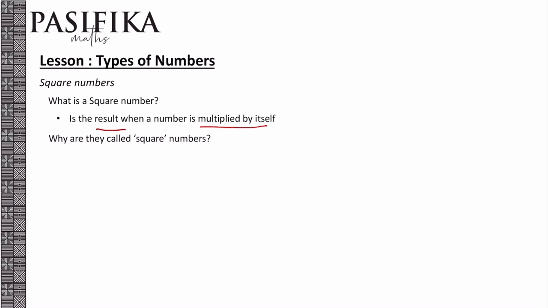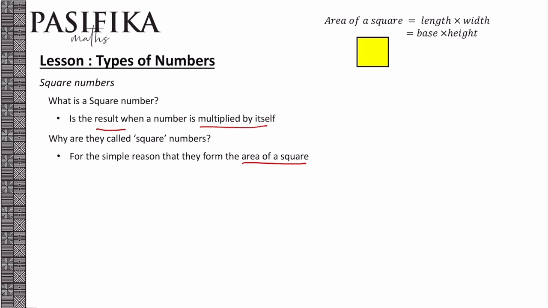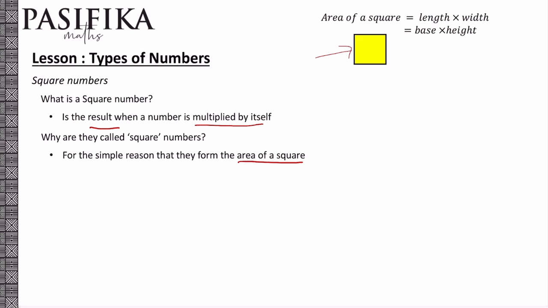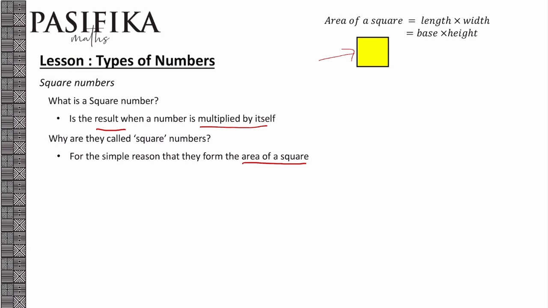You might say, why are they called square numbers? For the simple reason that they form the area of a square. Now, just in case you've forgotten what a square looks like, this is a square. The area of a square is calculated by going length times width, or sometimes you hear the words base times height. This is your base, and this could be your height, or length times width.